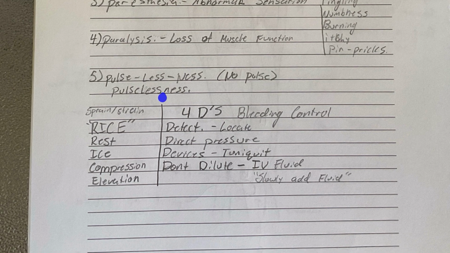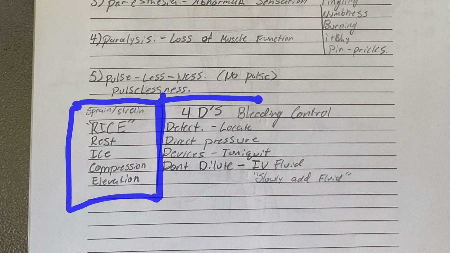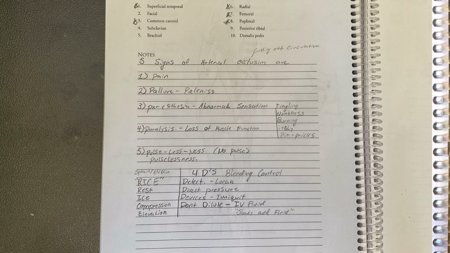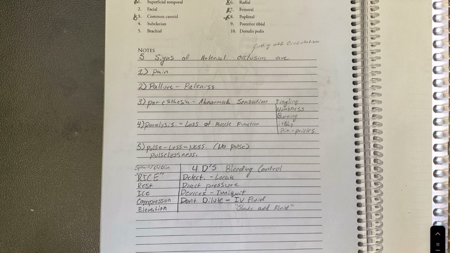And then here is for sprains and strains, and then the 4Ds for bleeding control. So I imagine you've heard of RICE before, which is rest, ice, compression, and elevation. The 4Ds for bleeding control is detect the blood. We want to apply direct pressure. If we need to apply devices like a tourniquet, and for you people in the ambulance, don't dilute with IV fluid. You slowly add the fluid. So that information right there, depending on your professor, will be tested on.